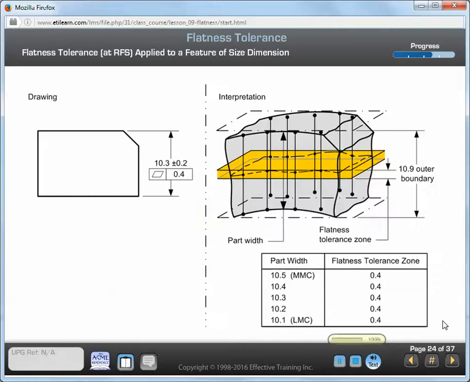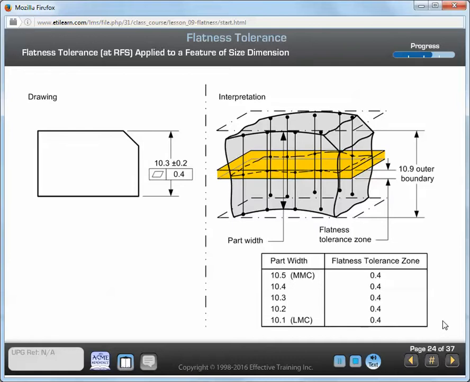The interpretation of a flatness tolerance applied to a feature of size is significantly different from a flatness tolerance applied to a surface. Where a flatness tolerance at RFS is applied to a feature of size, the following conditions apply. Rule number 1 is overridden. The flatness tolerance value may be larger than the feature of size dimension tolerance.